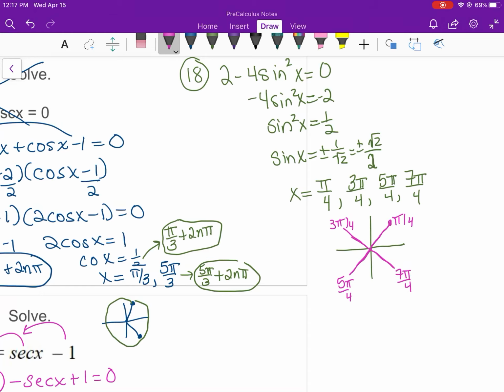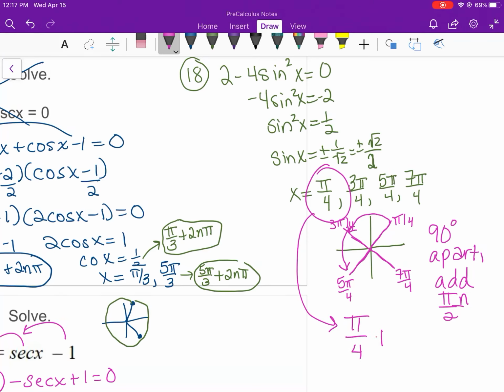So if I started at pi over 4, I could add 180 to get to that angle. They're 180 apart, but why not just add 90 to get to this one? Or add 90 again to get this one. So since these are 90 degrees apart, we're going to add pi over 2 times n to our first answer. So we're going to take pi over 4, and we're going to add pi over 2 times n. And that's how you represent all 4 of those answers and every angle coterminal to them.